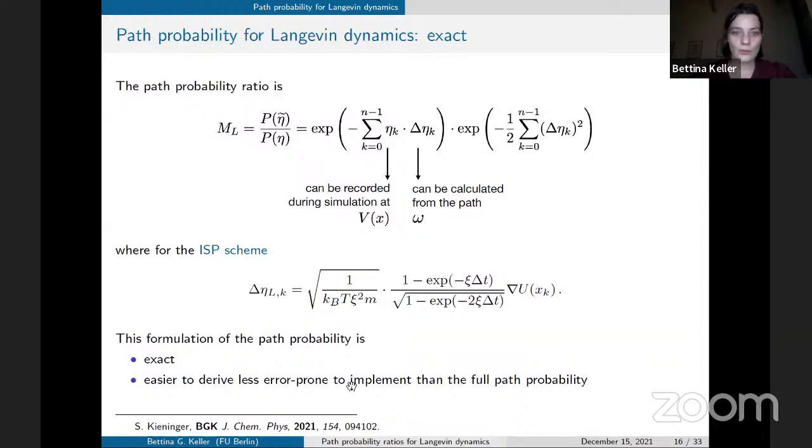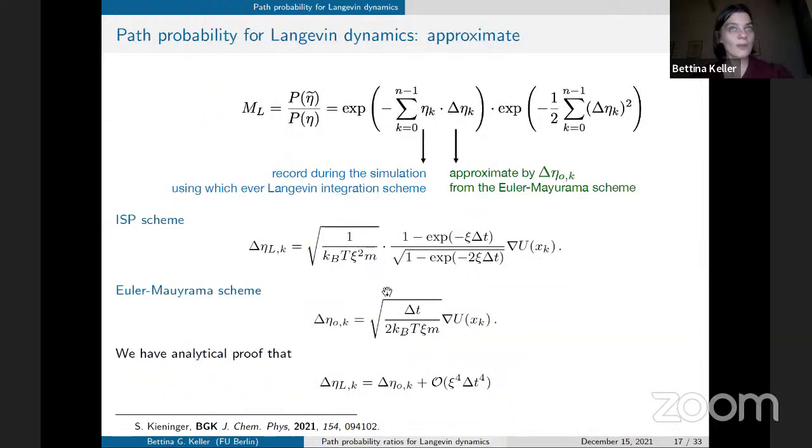But the story goes a bit further, because if you look at this and compare, so this is the expression for delta eta k for the Langevin integration scheme, and that's the one for the Euler-Maruyama scheme. And what immediately comes to mind is that they look very, very similar. So we have the gradient of the bias over here. We have this prefactor that contains the temperature and the mass. And then we have here a factor that essentially evaluates to 1 because xi delta t is very small for MD simulations.